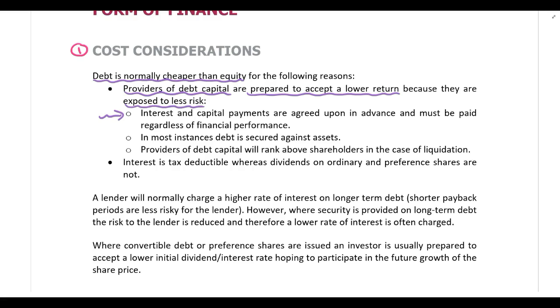On the other hand, if we look at equity, with equity, if the company has a bad year, they don't have to pay dividends. So equity providers are exposed to higher risk, and because they are exposed to higher risk, they are going to want a higher return.